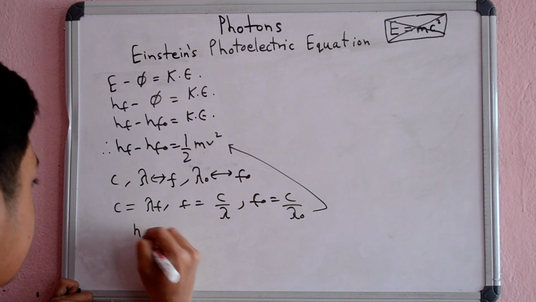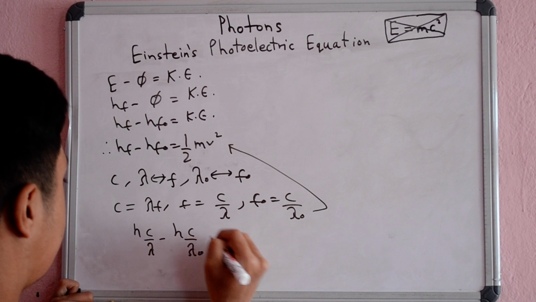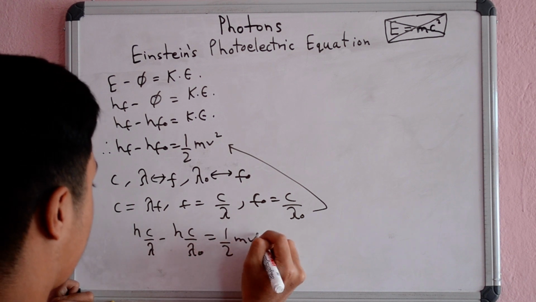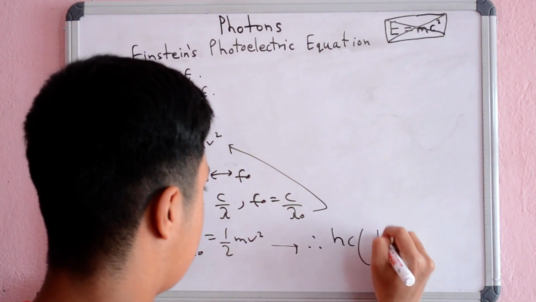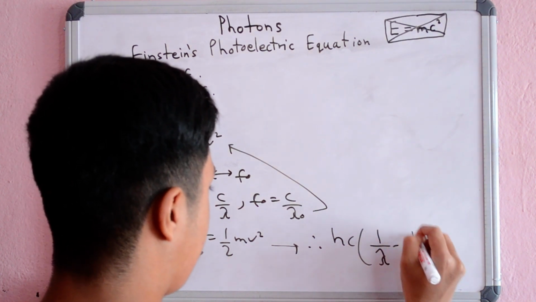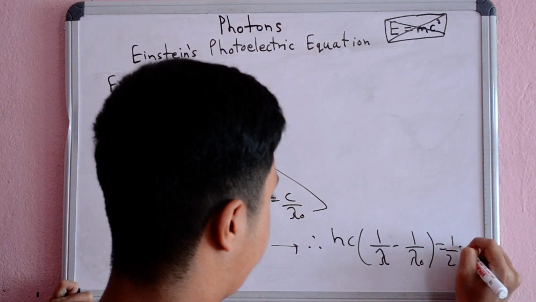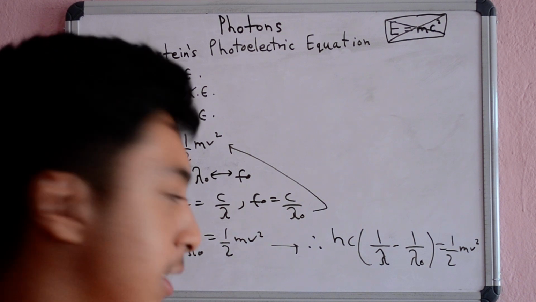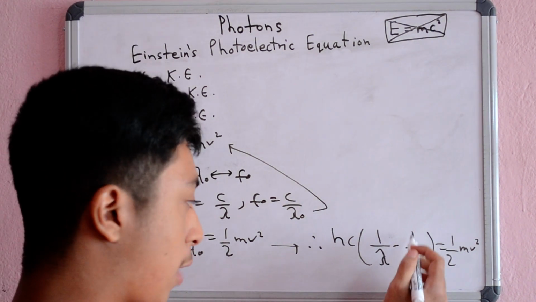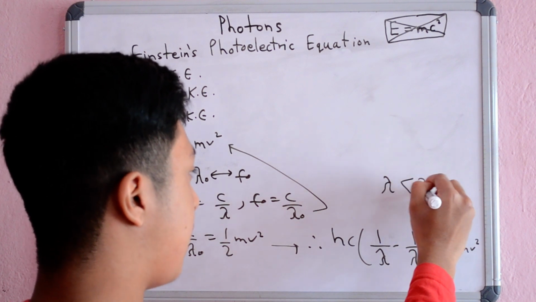So we have hc by lambda minus hc by lambda naught equals 1 by 2 mv square. So therefore we have hc common, 1 by lambda minus 1 by lambda naught is equal to 1 by 2 mv square. And you can see from this relation, 1 by lambda minus 1 by lambda naught, that here lambda must be shorter than lambda naught, right?